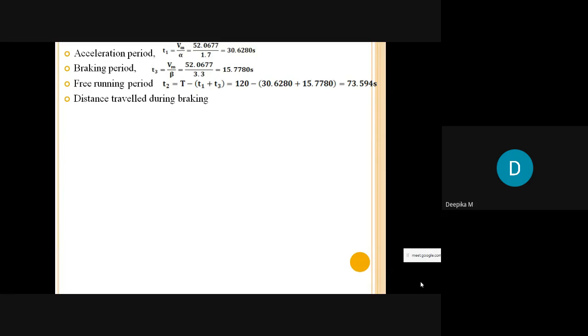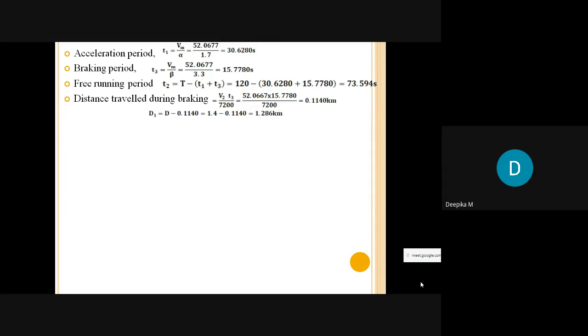Then the distance traveled during braking, that is how we could calculate, which is nothing but V squared T3 divided by 7,200. So please refer to the derivation. Hence we could calculate the distance traveled during braking. Hence it is 0.1140 kilometer.